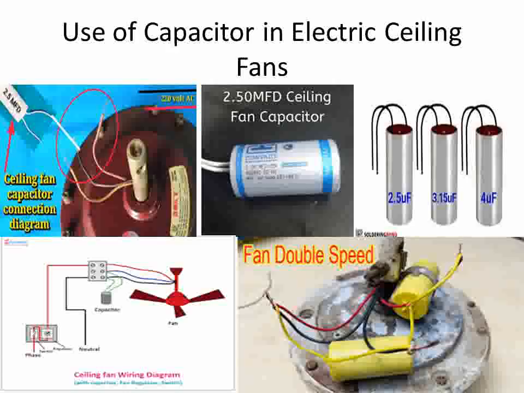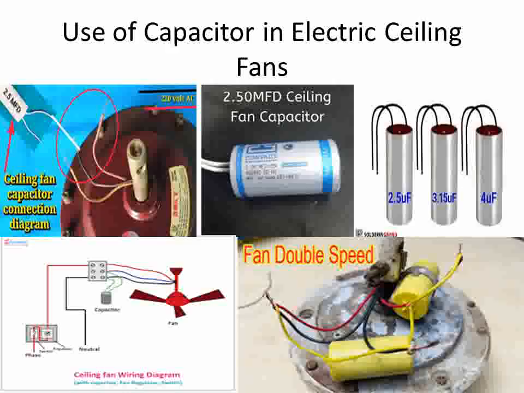2.5 MFD microfarad ceiling fan capacitor. A cylindrical capacitor is here. Figure 3 shows 3 capacitors of different capacity. One is 2.5 microfarad, second is 3.15 microfarad, third is 4 microfarad. Mu f means microfarad.